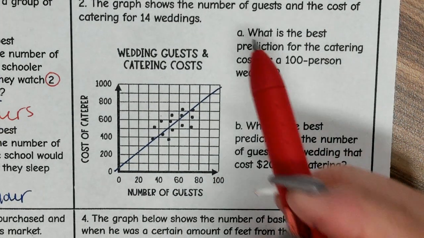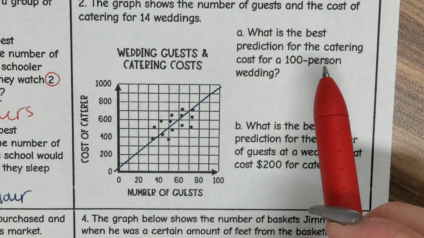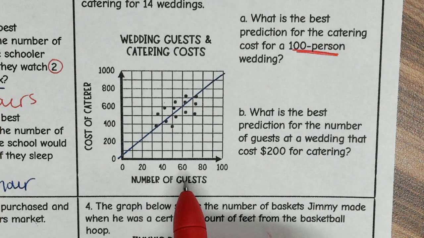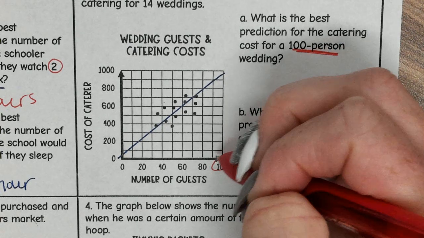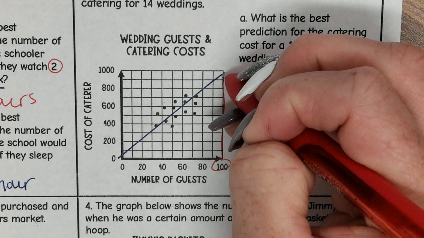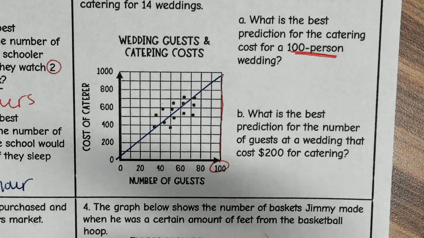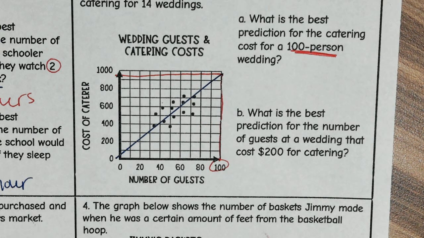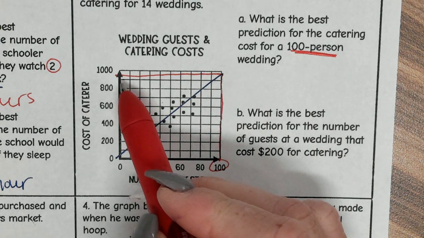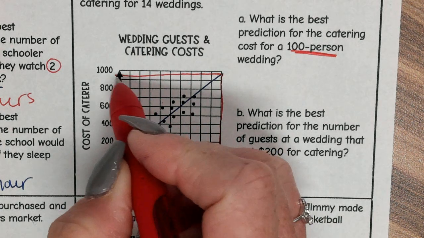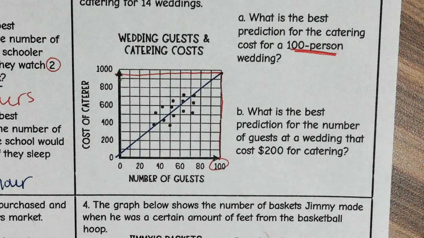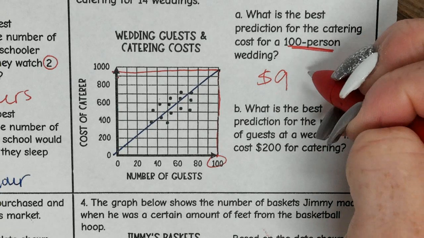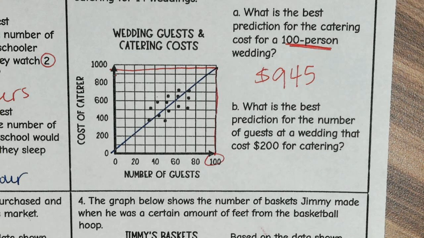What is the best prediction for the catering costs for a 100-person wedding? So we need to go to 100 people. So where would guest be? On the bottom. So I'm going to go to 100. I'm going to go up to my trend line, which is here. And then I'm going to go over. And I'm like, if this is 800, what would this be right here? 900. And it's right above 900. Maybe 950, 940, whatever. And remember, these are going to be multiple choice. So what do y'all want to say? 945. 945, sure.